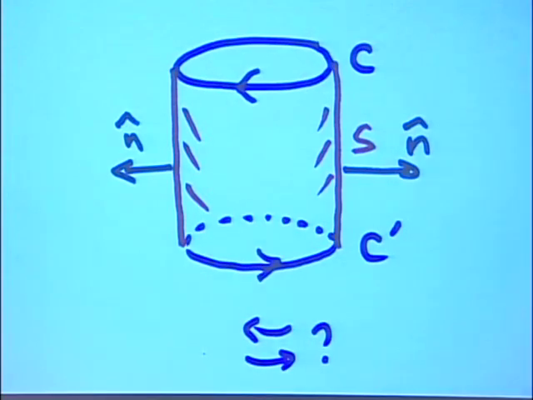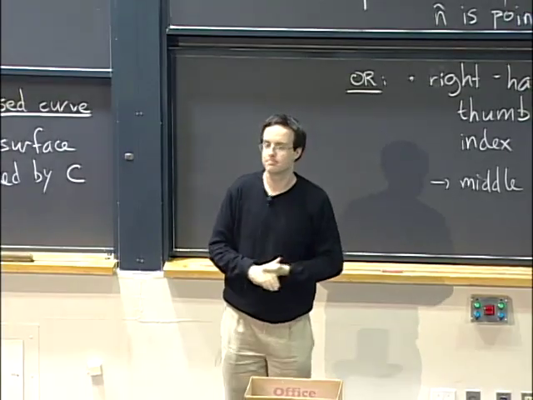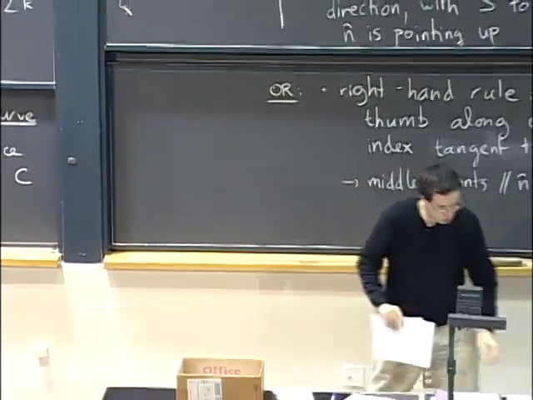So now, if a problem gives you neither the orientation of the curve nor that of the surface, then it's up to you to make them up. But you have to make them up in a consistent way. You can't choose them both at random. Okay? All right. So now we're all set to try to use Stokes' theorem.